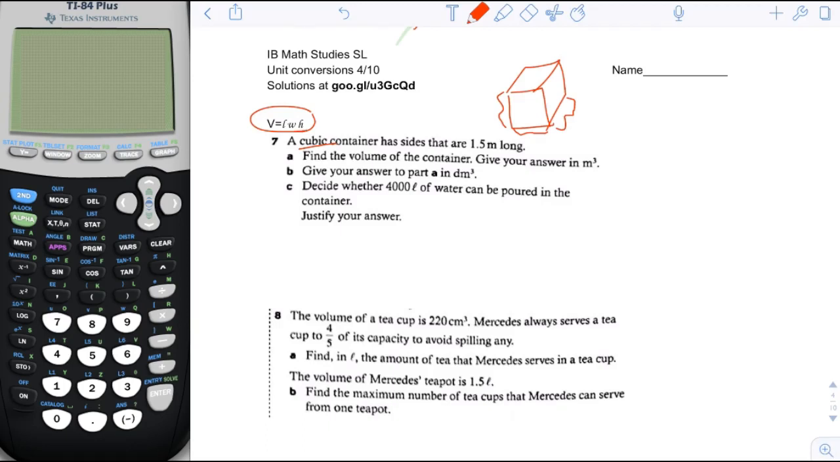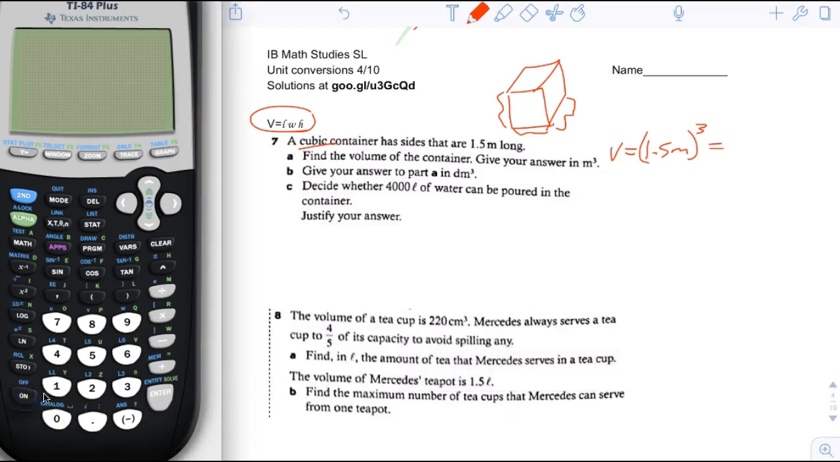Since we know that volume is length times width times height, we know that volume is equal to 1.5 meters times 1.5 meters times 1.5 meters, also known as 1.5 meters cubed. And if we want to know how much that is, let's use the calculator. It's 1.5 cubed. You can use this little caret to do cubed. The other way you can do it is write 1.5 times 1.5 times 1.5. Either way, you're going to get 3.375. So the answer is 3.375.